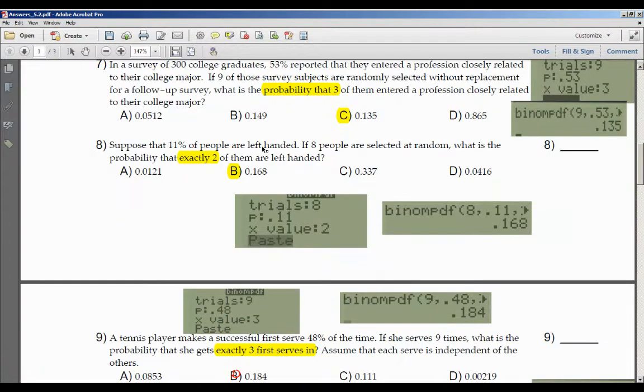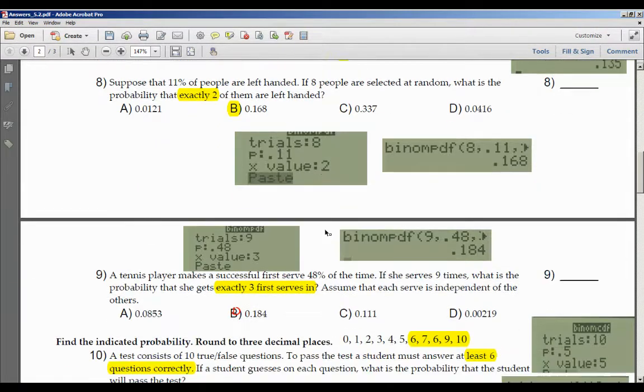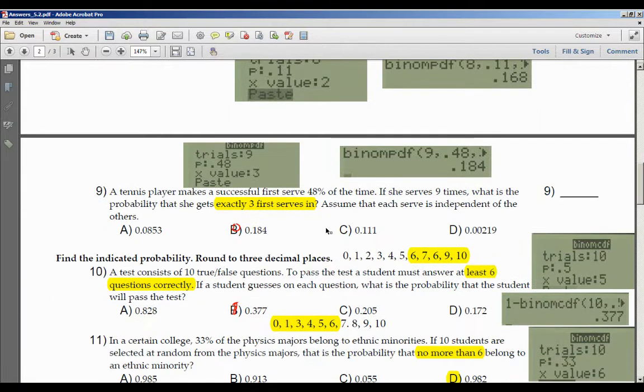Number 8, very similar. 11% of the people are left-handed. If 8 people are selected, what's the probability of exactly 2? It's PDF. You have your trials, you have your probability, 11%, 0.11. Exactly 2, it's a PDF. Just put the 3 numbers in. It couldn't be much easier.